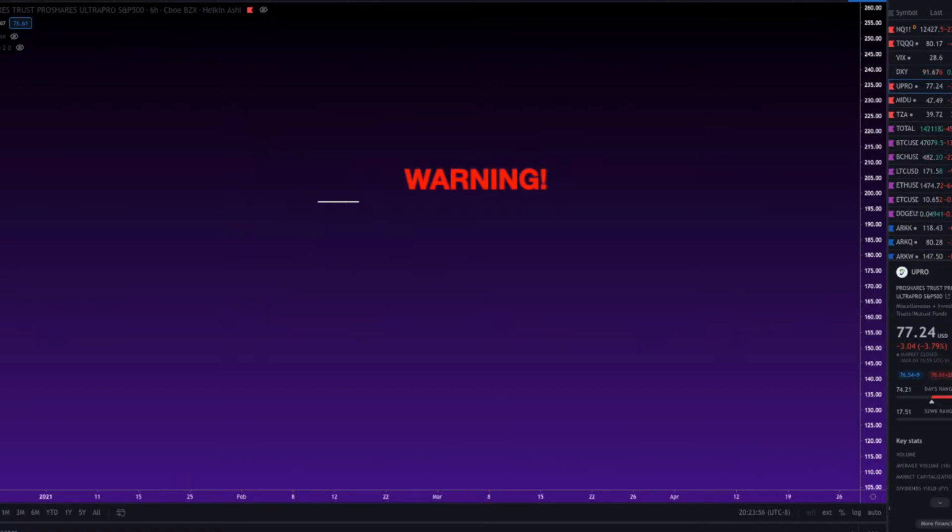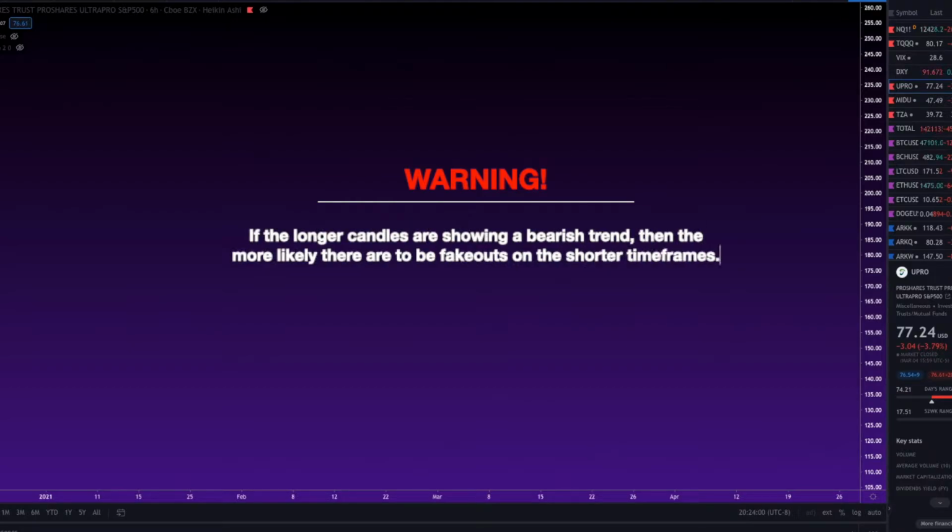Now I want to offer a warning. I really want to stress that if longer candles are showing a bearish trend, then there is more likely going to be a fake out on the shorter time frames.